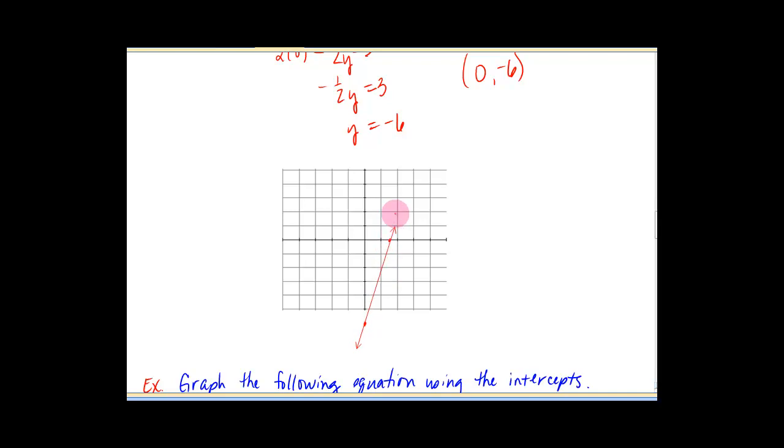So I have a line that crosses the x-axis at (1.5, 0), and if I extended that down, it would cross the y-axis at -6, at (0, -6).